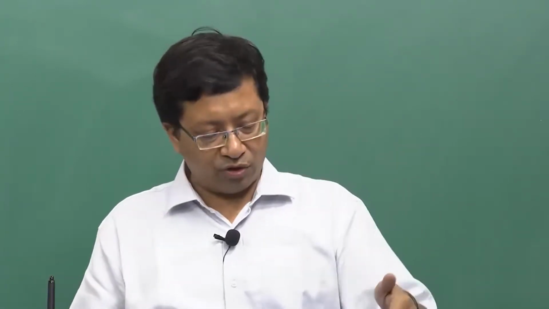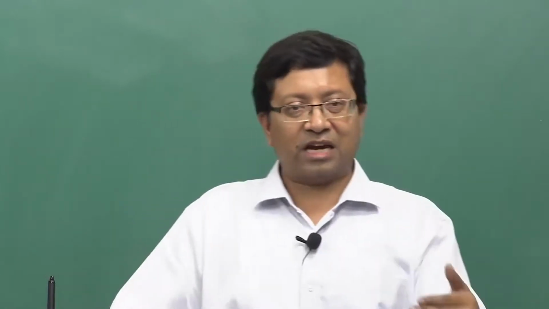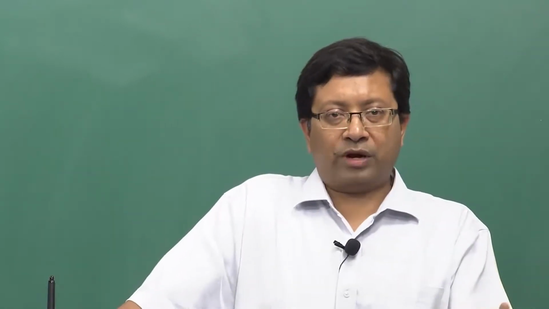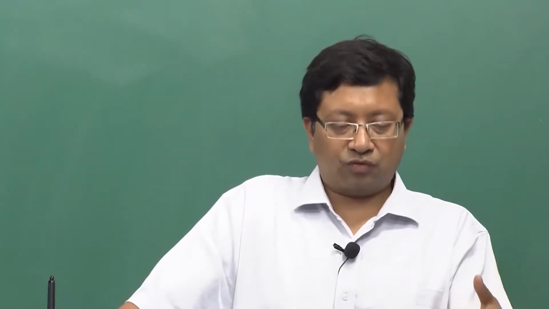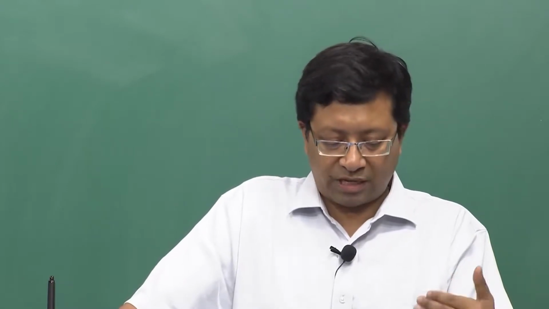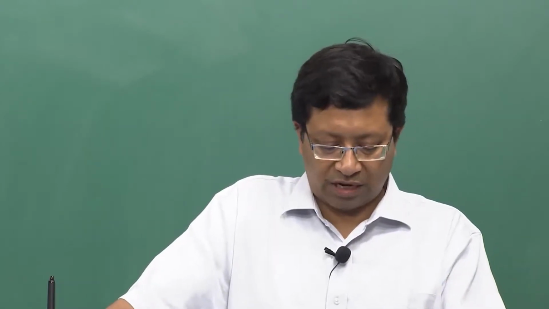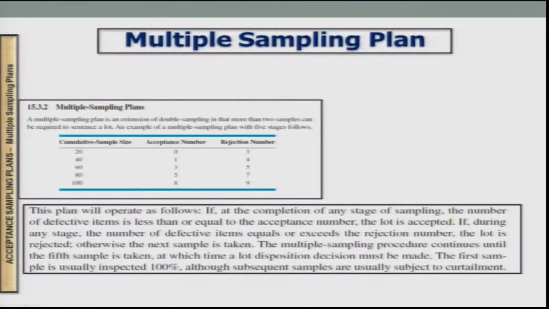In the same way, column 1 is exactly what it mentions. I pick up 20, then 20 and so on and so forth and proceed accordingly. So, the cumulative sample sizes are 20, 40, 60, 80, 100. The acceptance numbers are given depending on the problem, and the rejection numbers are given.